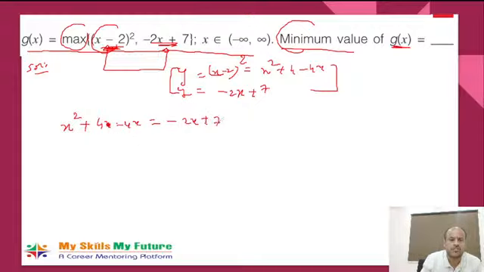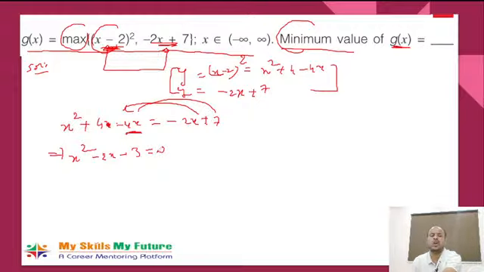If you solve this equation you will get some x values, and at those points your minimum value should exist. Now see, this minus 2x I will take to the left side, so minus 4x plus 2x becomes minus 2x. Now plus 7 I will take to this side. Now 4 minus 7 is minus 3. So this is now x square minus 2x minus 3 equal to 0. Now you solve this equation. What are the values of x? Clearly you will get x is equal to 3, minus 1. You have two values.